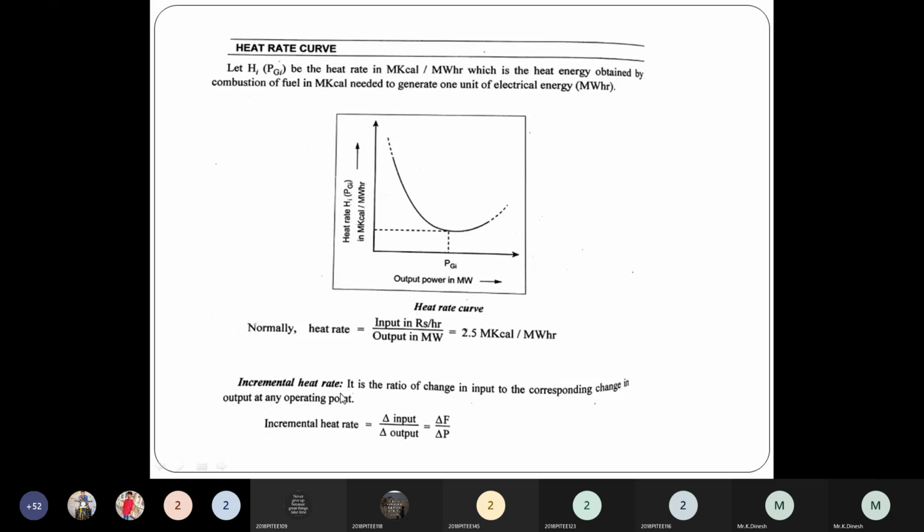Whether the incremental heat rate is the corresponding change in output at any operating point. So my operating point is F.